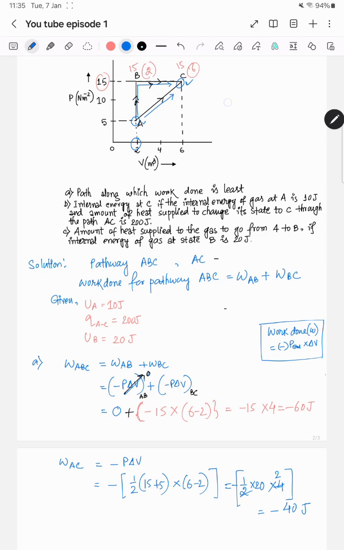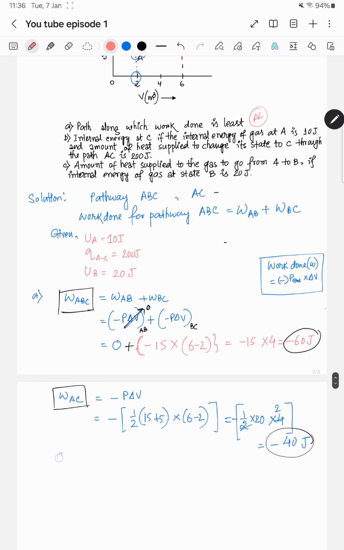So here we got the work done for the pathway ABC as 60 joule, and the work done for the pathway AC is 40 joule. So of course, the path along which work done is least, the answer will be ABC or AC. Of course it is AC. Clear? So the first answer is the AC pathway.